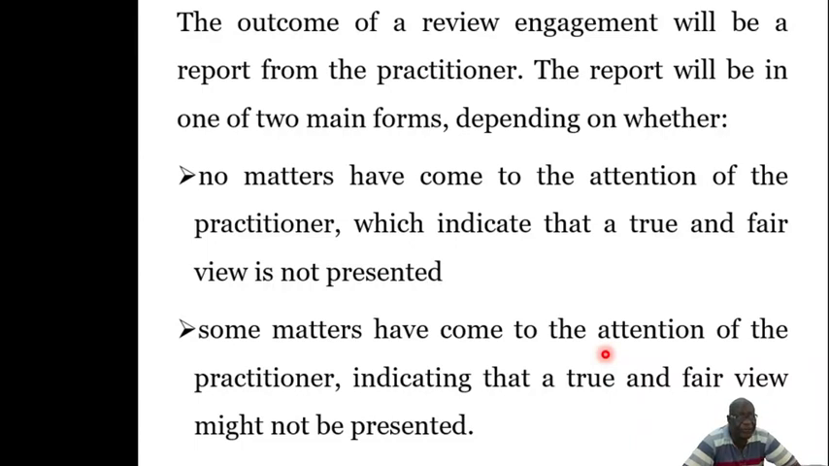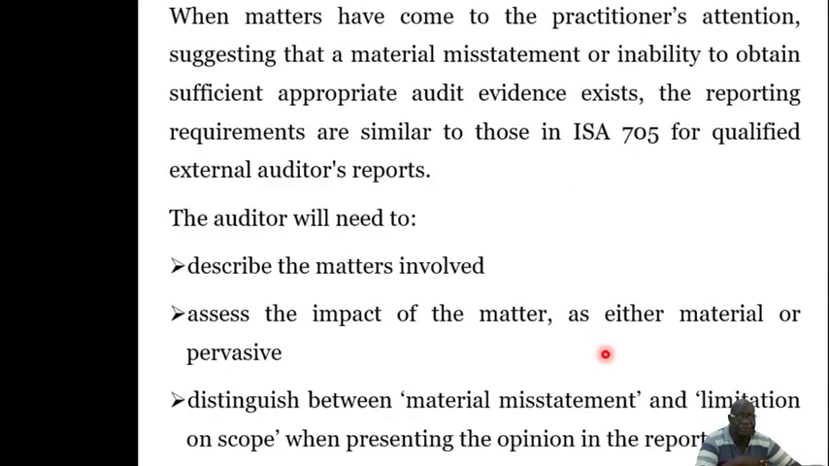Now, reporting at the end of a review engagement. Every assignment that a practitioner does, he or she needs to write a report. So a review engagement also calls for a report. The outcome of a review engagement will be a report from the practitioner. The report will be in one of two main forms, depending on whether no matters have come to the attention of the practitioner which indicate that a true and fair view is not presented, and the second one is some matters have come to the attention of the practitioner indicating that a true and fair view might not be presented. So these are the two main issues you have to factor into the report.